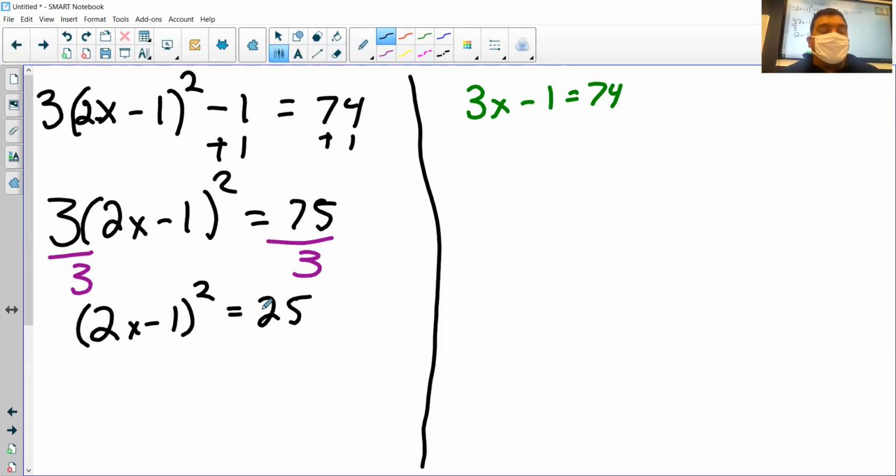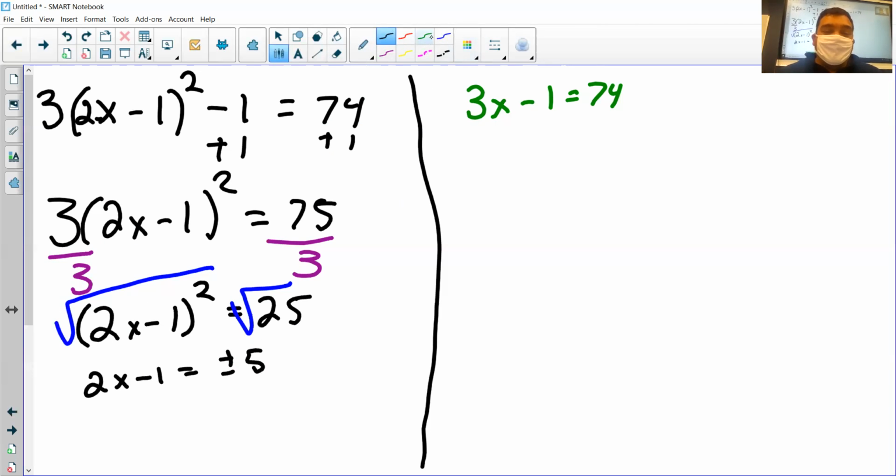So 3 times 2x minus 1 equals 25. Hey, you know what's really convenient about 25? It's 5 when you square root it. 5 and negative 5. Good. I got that, but I forgot the square root. Like the whole point of this. Okay, so then split it. 2x minus 1 equals 5. 2x minus 1 equals negative 5.